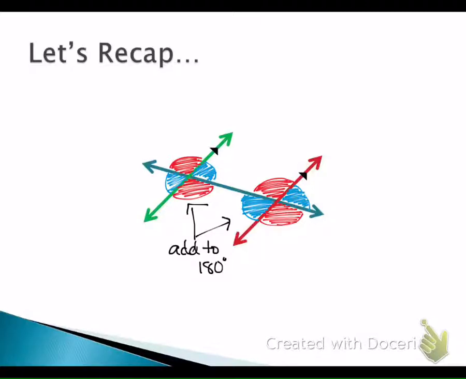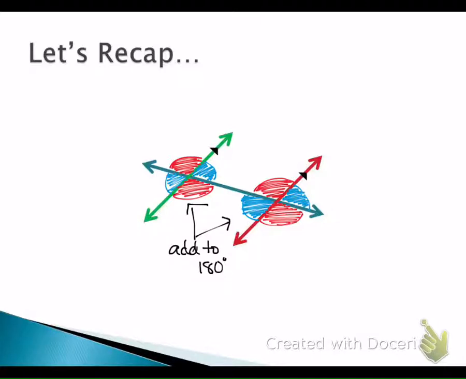So all the red ones would be congruent, all the blue ones would be congruent, and the red and blue together, any combination, will add to 180. Because look, these are a linear pair, right? We have a linear pair, linear pair, linear pair. Same side interiors, another linear pair. So any red-blue combination adds to 180. All the reds are the same, all the blues are the same.